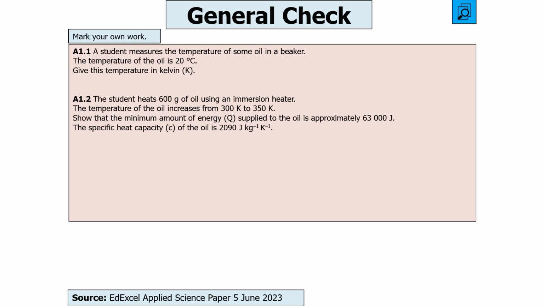Right, so we can convert from degrees Celsius into Kelvin by adding 273.15, that's 293.15 Kelvin. Here we know E equals mcΔT. We convert our grams into kilograms. We then work out our change in temperature to be 50. We pop in all the values and we get 62,700 joules.